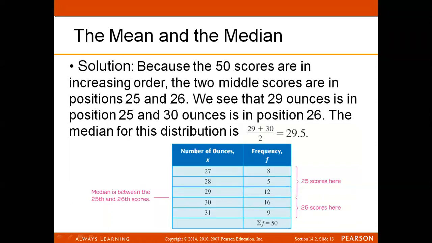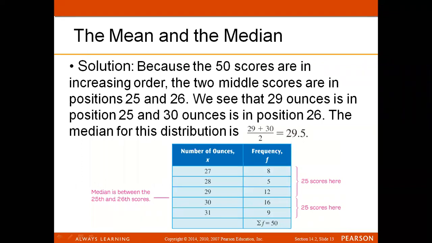Because the 50 scores are in increasing order, the middle two scores are in position 25 and 26. We see that the 29 ounces is in position 25 and the 30 ounces is in position 26. The median for this distribution is 29 plus 30 divided by 2, which is 29.5.